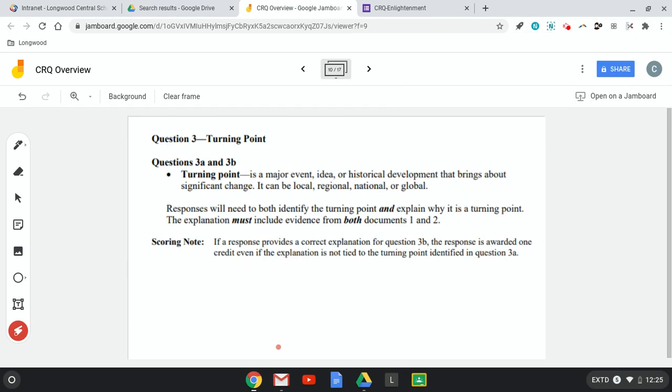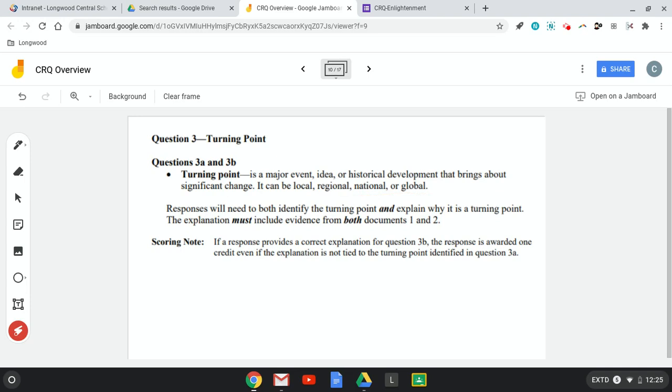The second type of question you will see for the third question of the document set is known as a turning point, okay? And what this basically is: how did things change? How do the documents represent a turning point? Okay. It's a major event, idea, or historical development that brings about significant change. It can be local, regional, national, or global.